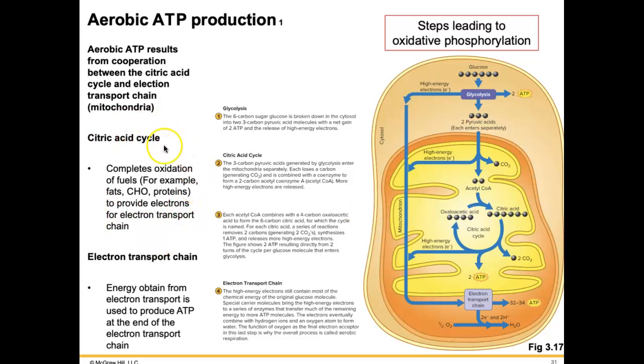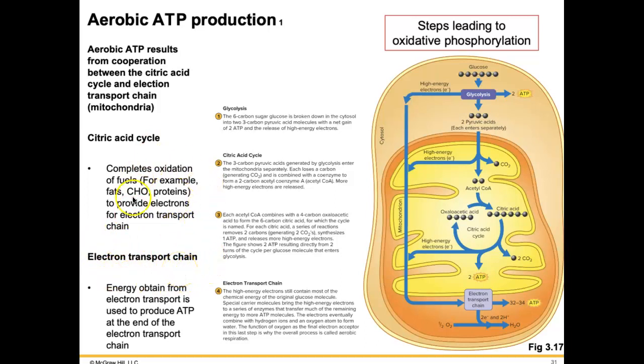Like we said, one of them is the citric acid cycle. This is also called the Krebs cycle or the tricarboxylic acid cycle. So that's why sometimes you see it abbreviated as TCA, but really it's all the same thing. It was called the Krebs cycle because he really pioneered the research here, and that was the scientist Hans Krebs. So what this cycle does is it really completes the oxidation of our fuels, using our fats, our carbohydrates, and proteins to provide electrons for our next pathway, which is the electron transport chain.